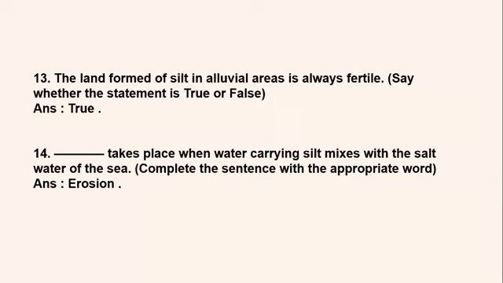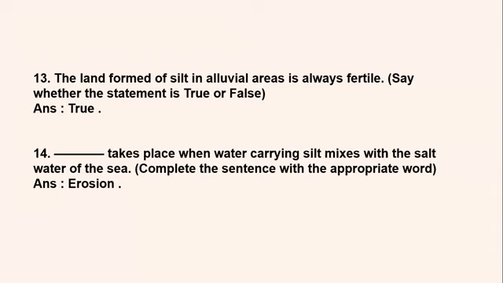So yes, students, it is true, because the silt is nothing but the nutrients of the upper part of the soil. So the silt is always very fertile, and if it is formed in the alluvial areas, means the moist areas where agriculture can be done very nicely, just because the nutrients are available there. So it's true that it will be very fertile. So the answer is true.